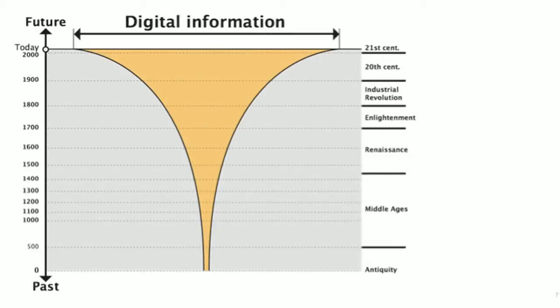Maybe we can just say, no, it's not possible. Or maybe we can think of it from an information point of view. This is what I call the information mushroom. Vertically, you have the time, and horizontally, the amount of digital information available. Obviously, in the last 10 years, we have a lot of information. And obviously, the further we go into the past, the less information we have.